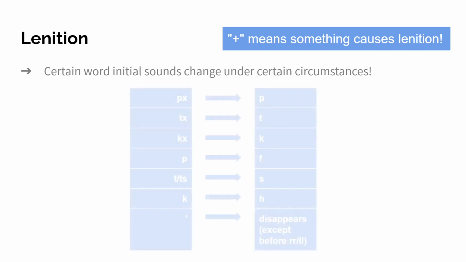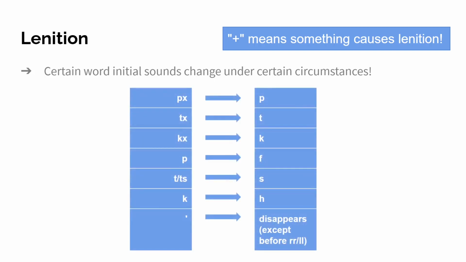But what happens? This happens. So you see there is a certain pattern. We have the ejectives changing into the non-ejective form, so p, t, and k. We have these forms, p, t, also ts, and the k changing into f, s, and h. And we have the glottal stop disappearing, except for r and l. So this whole thing is pretty regular. We see that it's basically a softening of a sound.